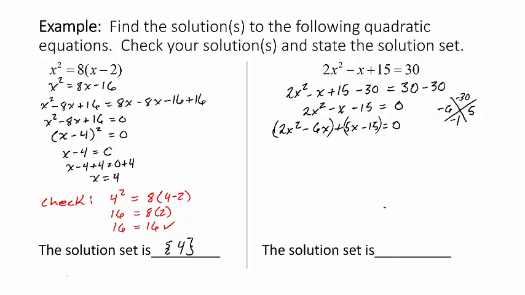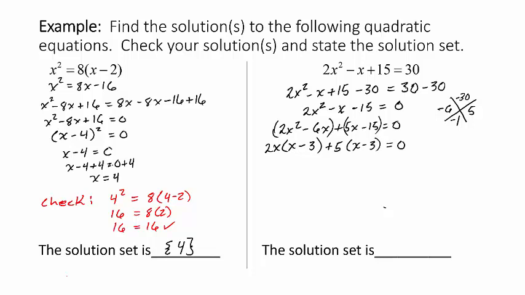In the first grouping of 2x squared minus 6x, what can we factor out there? A 2 and an x, right? So we'll have 2x times the quantity x minus 3. 2x times x is 2x squared, and 2x times negative 3 is negative 6x. And then 5x minus 15, what can we yank out of that? A 5, right? So we're going to have 5 times the quantity x minus 3.